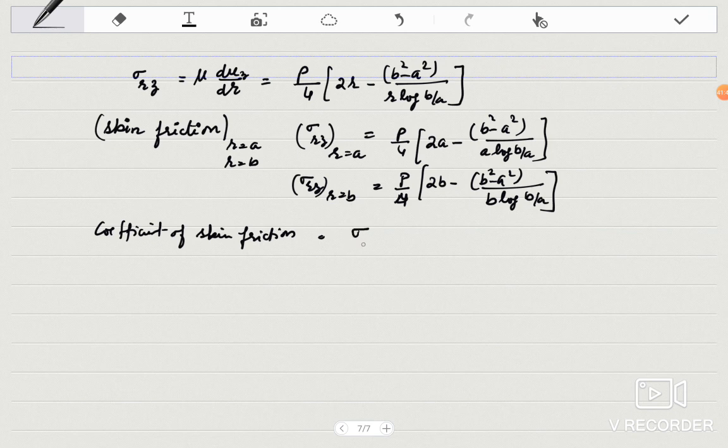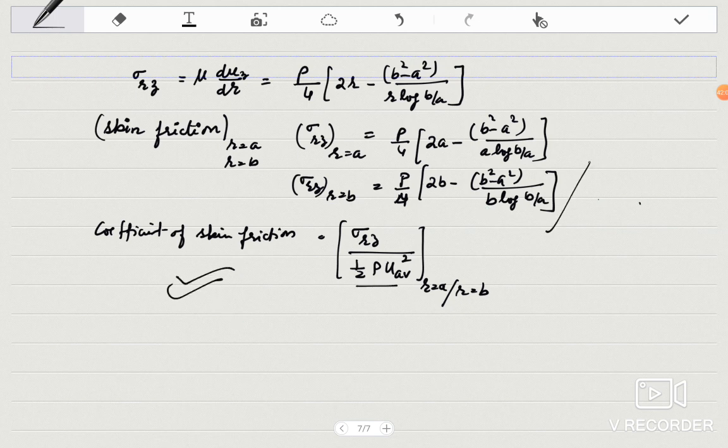which means σ_rz upon half ρ u average squared. Again this will be calculated for r equal to a and r equal to b. So I think you may calculate it. You just divide it by half ρ u average squared and get its expression. So this is all about this case 2. Again in this case the pressure distribution is asked. You may very well calculate it, and you may also calculate it for case 1 as well as for case 2.